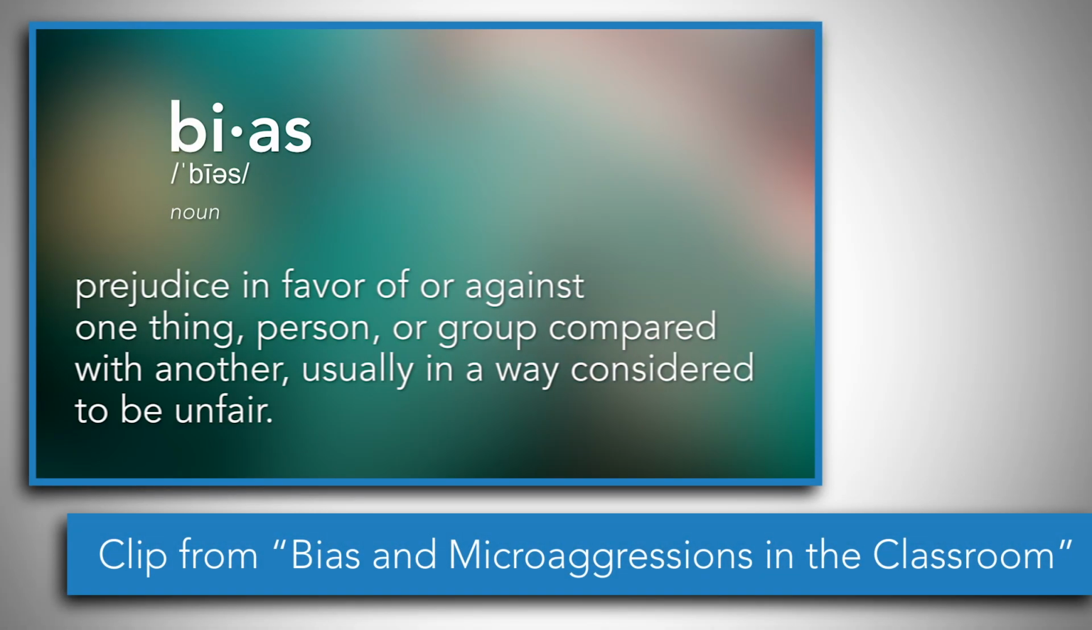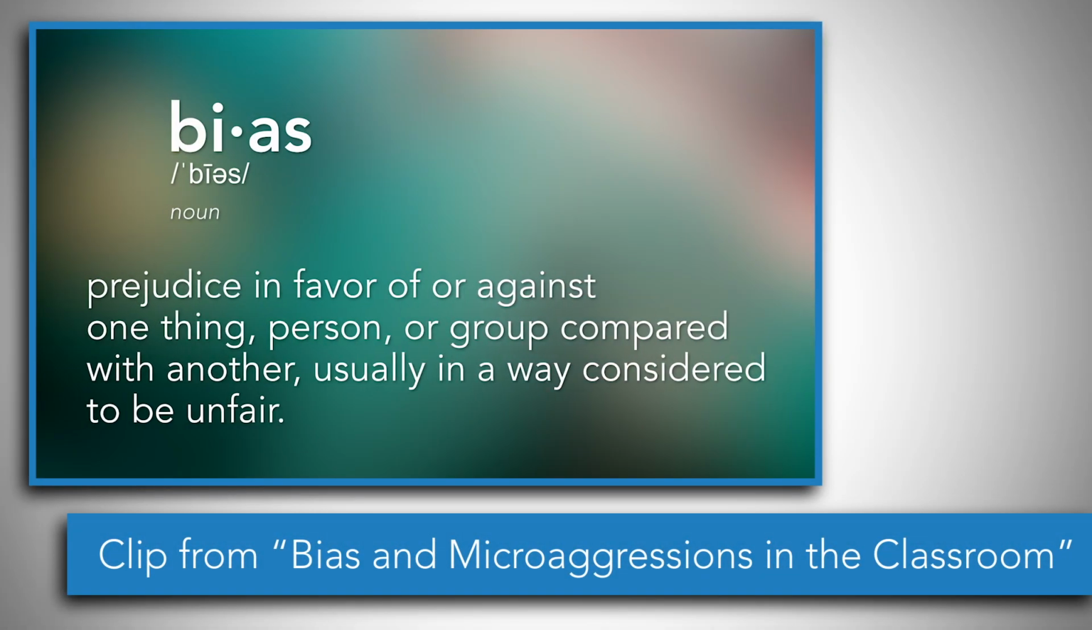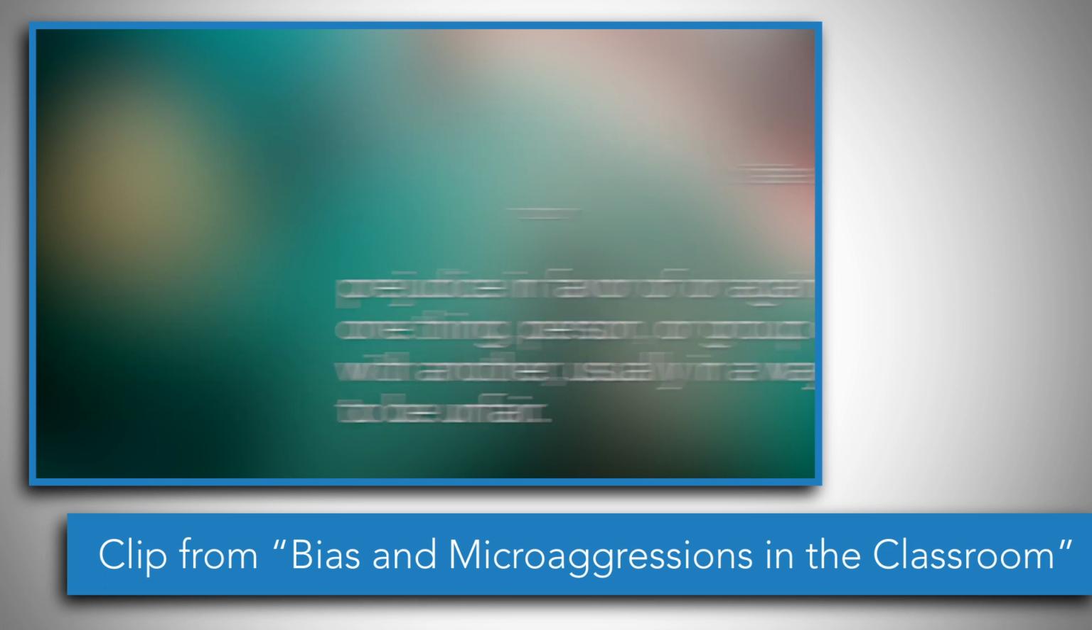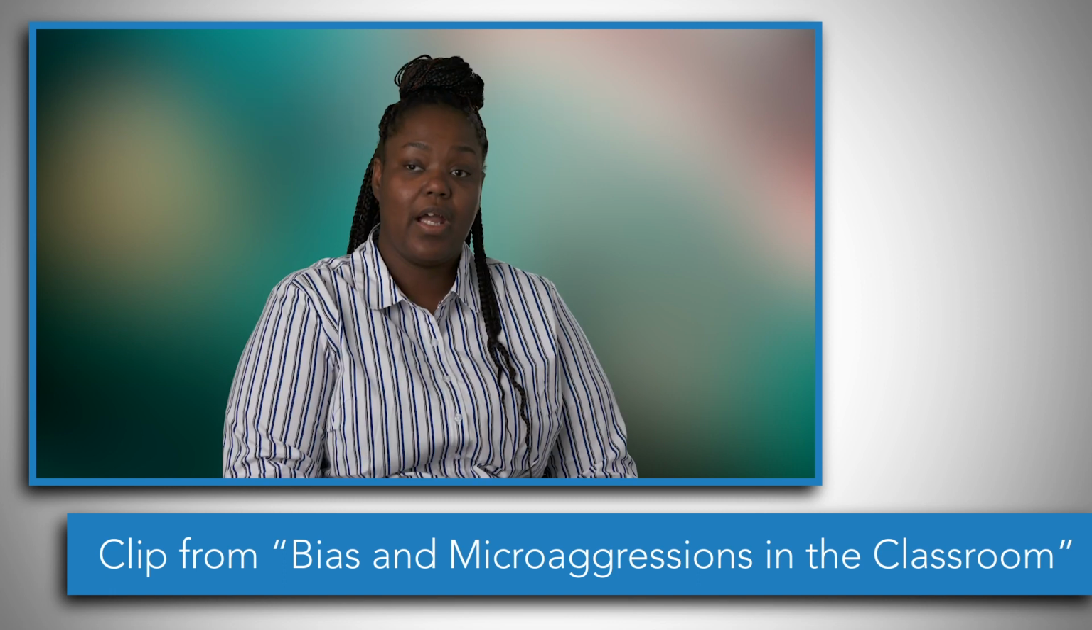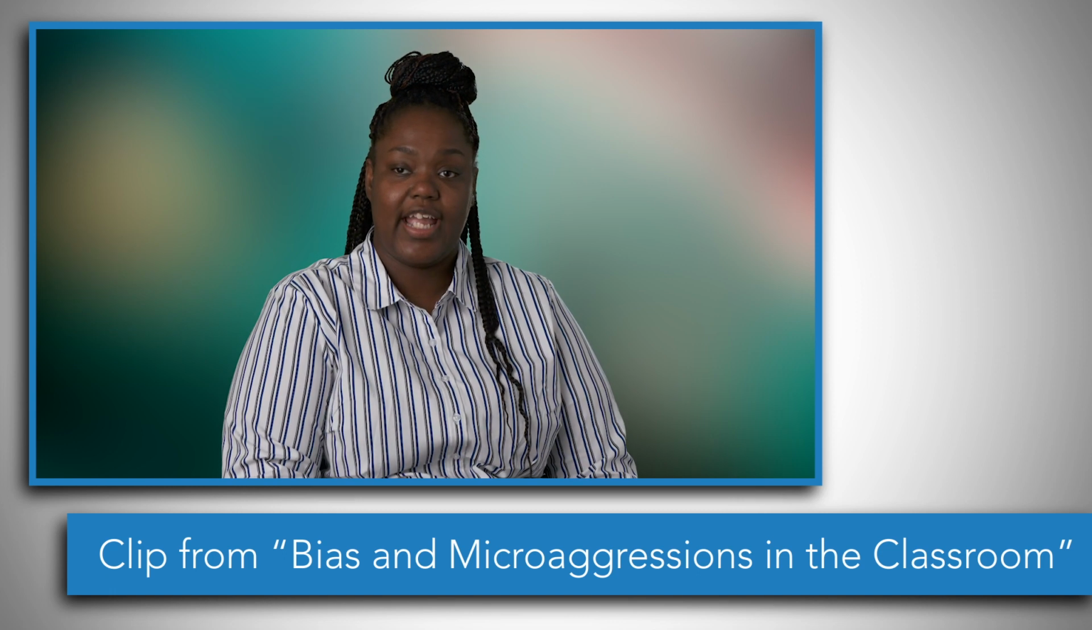The dictionary defines bias as prejudice in favor of or against one thing, person, or group compared with another, usually in a way considered to be unfair. There are two types of bias, explicit and implicit. Bias is usually unintentionally activated.